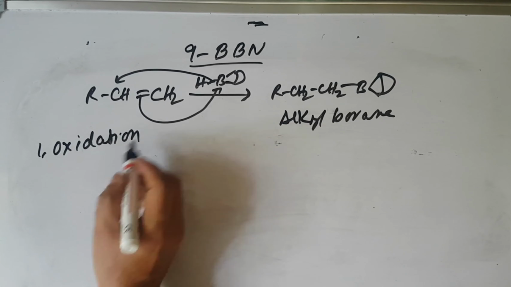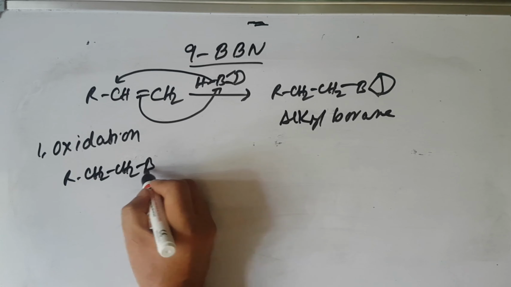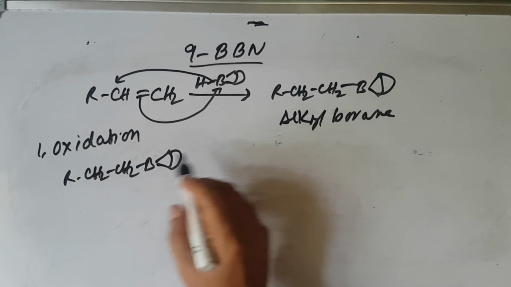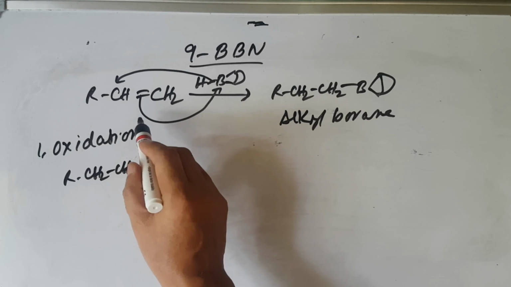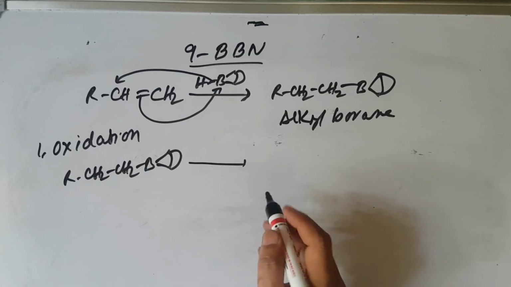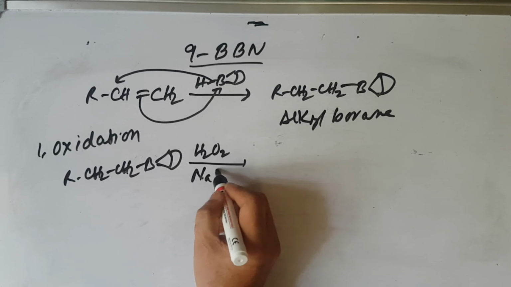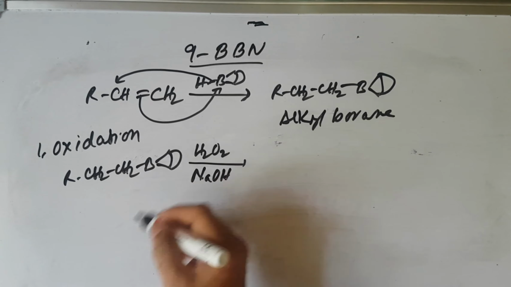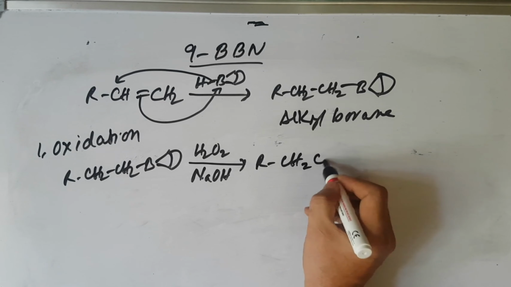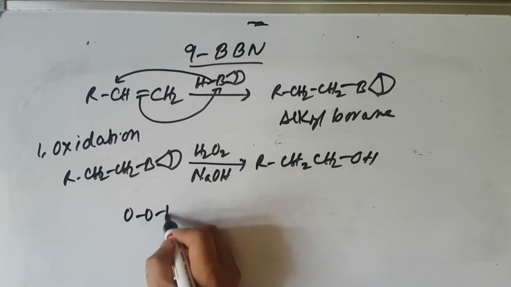First, the reaction of the alkyl boron, obtained from the alkene with 9-BBN. It can undergo reaction with hydrogen peroxide in the presence of sodium hydroxide, with a mechanism similar to the earlier cases. So you can get the alcohol, CH2 alcohol. My mechanism is simply the earlier one.